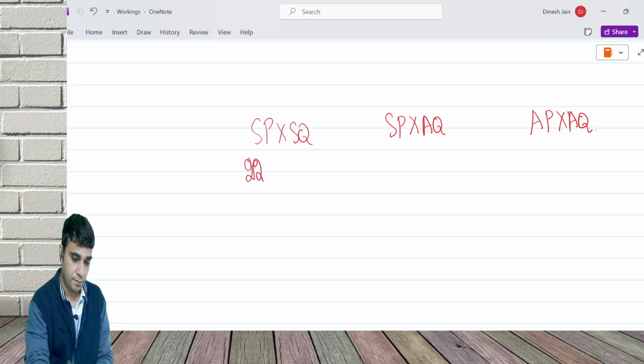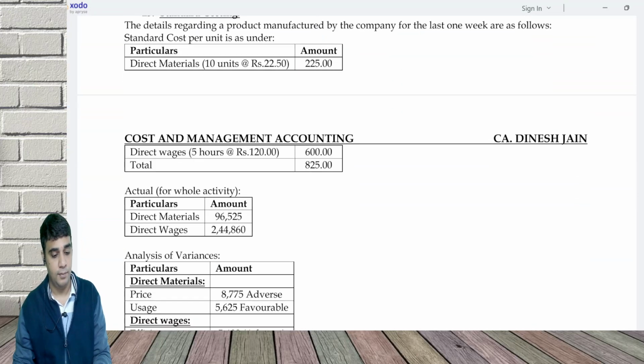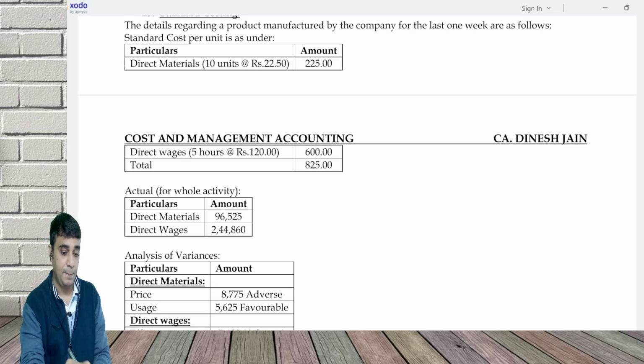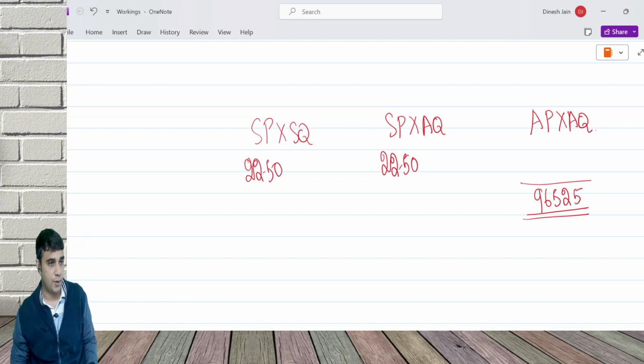22.5. Actual price is not available. Actual quantity is also not available, but the multiplication of them is available. The multiplication of that is 96,525. That is the multiplication of AP into AQ. I'll write it as 96,525. Later on we will try to split this. Why are we splitting? Because I need that. That could be one of the requirements of the question. We'll later try to split it.